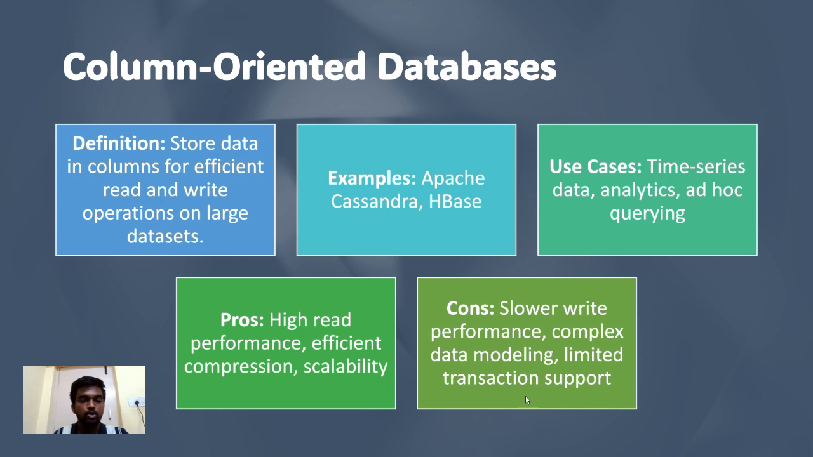The next is column-oriented database. The definition of a column-oriented database is to store data in columns for efficient read and write operations on large datasets. The best examples for column-oriented databases are Apache Cassandra and HBase. And then the use cases.